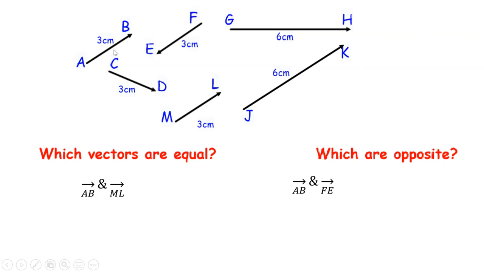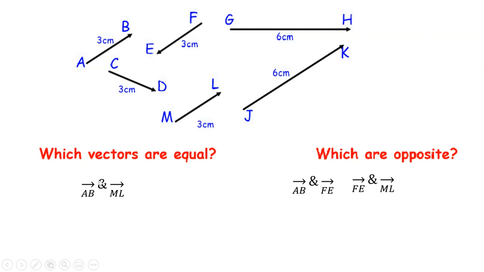So AB runs in this direction. FE runs in, and don't say EF, because EF is not the same thing as FE. It runs from F to E. Look at the direction of the vector. And we also are looking at two other vectors, FE and ML. FE runs from F to E and is 3 centimeters long, and ML runs from M to L and is also 3 centimeters long. Both are running in exactly opposite directions from each other.